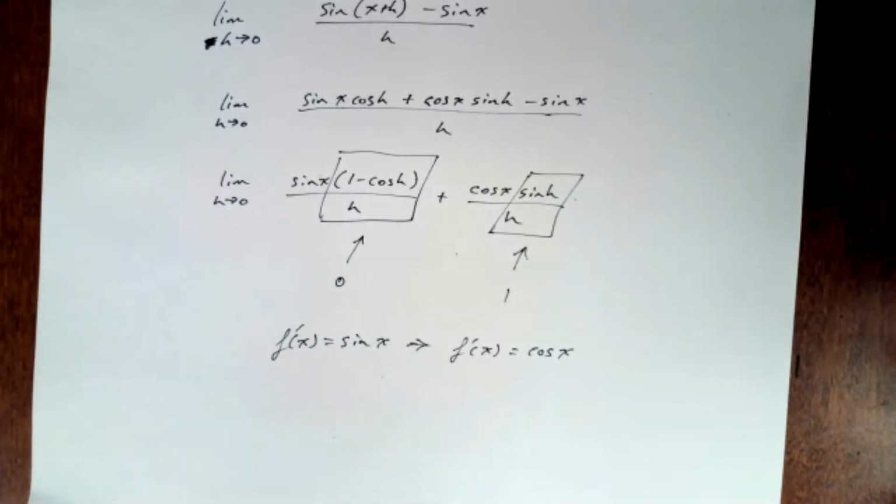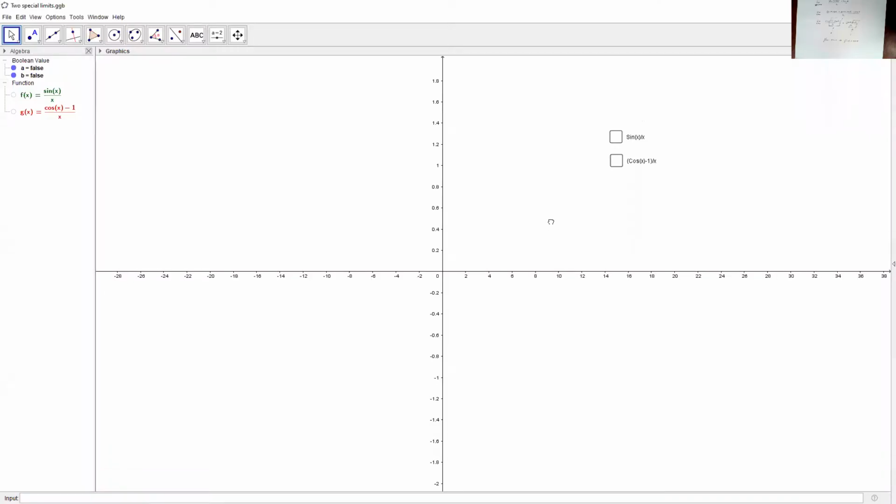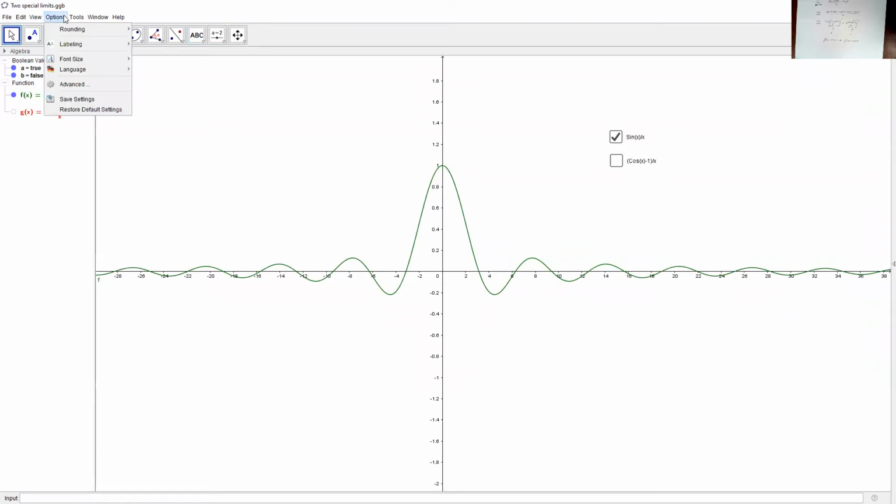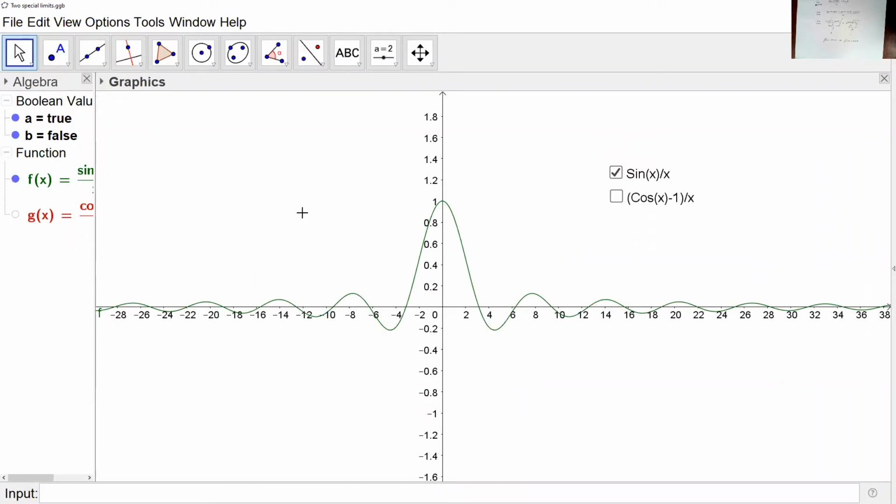And we can see those just to show you. I wanted to visually show those to you really quickly. Screen share. This one. You guys looking at the GeoGebra screen? So here's sine of x over x, and you can see that the limit goes to 1. Let me see if I can get my font size a little bigger. There we go. So the sine of x over x goes to 1, and the cosine of x minus 1 over x goes to 0.